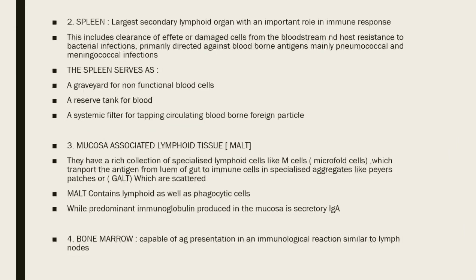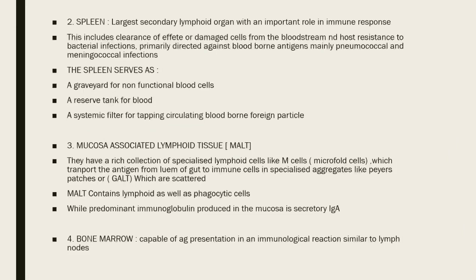Now, it's time to discuss mucosa-associated lymphoid tissue, that is MALT. They have a rich collection of specialized lymphoid cells like M cells, that is microfold cells, which transport the antigen from the lumen of the gut to immune cells in specialized aggregates like Peyer's patches, or which are scattered.